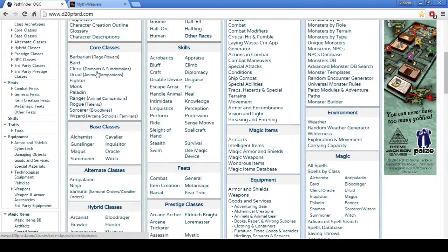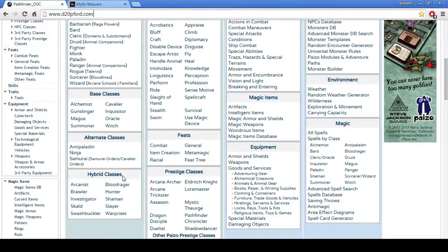If this is your absolute first time playing Pathfinder, I would stick to the core classes because they're the simplest and the most easily identified. Like, I know what a barbarian is. I have an idea what that does. I may not necessarily know exactly how a cleric works, but I have an idea.